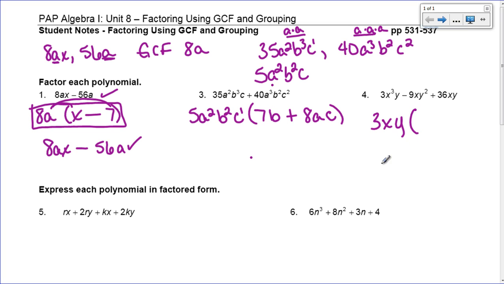In parentheses, let's talk about what's left. I have my 3, so we're good there. I have an x, but I need x cubed. So I have one of them. That means I need 2 more in here, so I have x squared.